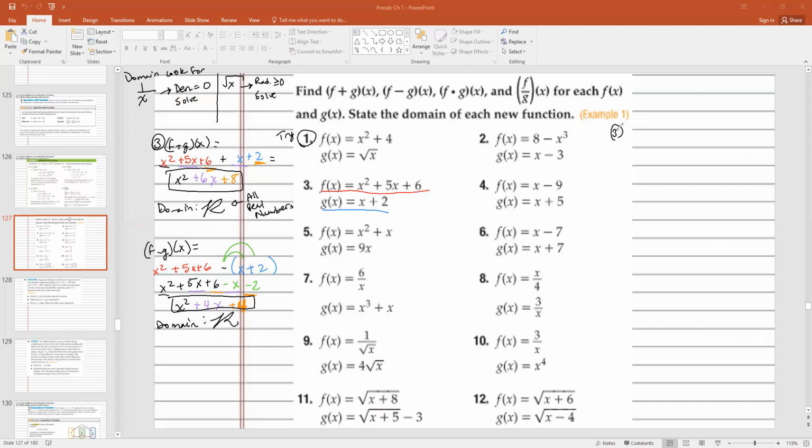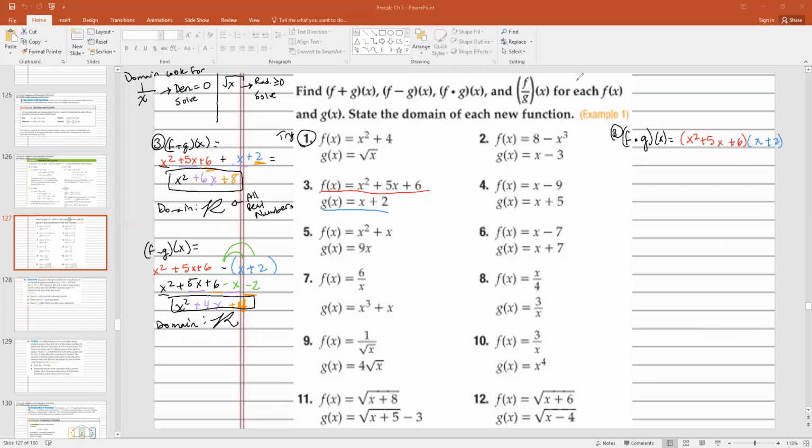So now let's look at the multiplication. So f times g of x. You can write it however you like. You can do it vertical or horizontal method, whichever way you like is fine. For me, I like just distributing. So you need to put parentheses for these: x squared plus 5x plus 6 times the quantity of x plus 2.